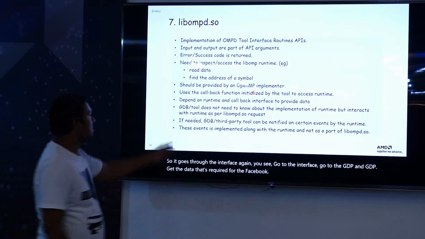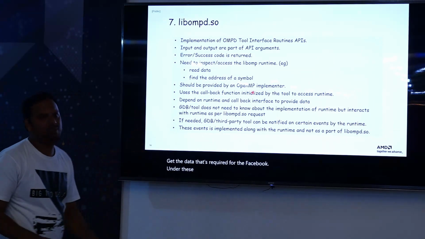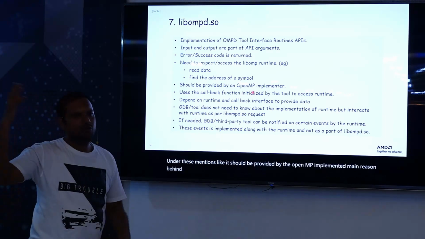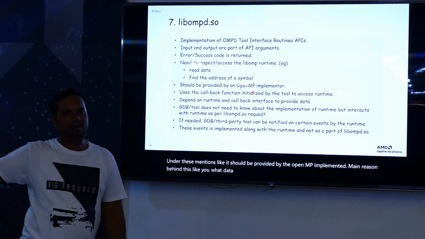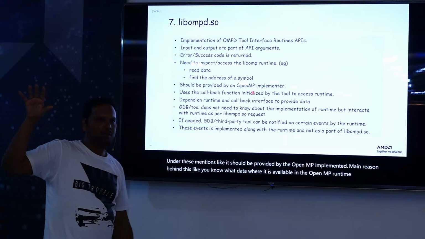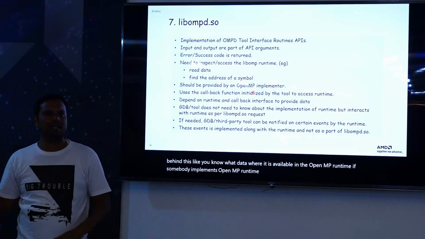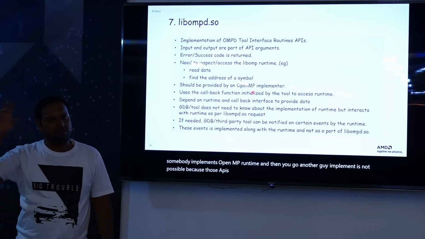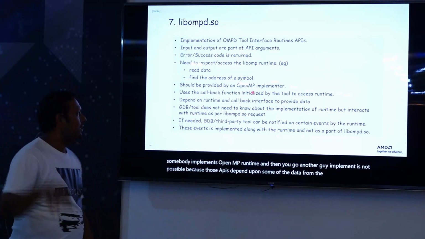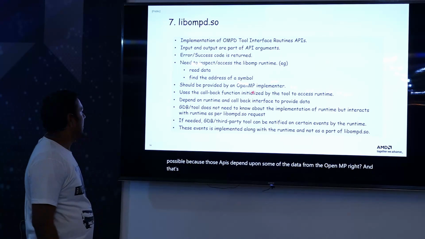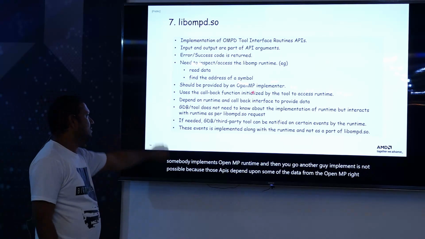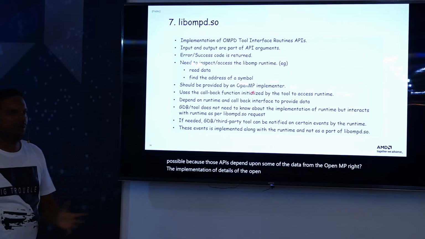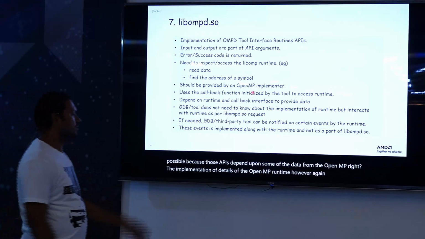And it mentions that it should be provided by the OpenMP implementer. The main reason is what data is available in the OpenMP runtime. If somebody implements an OpenMP runtime and another person implemented libOMPD, it is not possible, because those APIs depend upon some of the data from libOpenMP, right? And as you said, about the decoupling, GDB does not need to understand the implementation details of the OpenMP runtime. However, again, the same goes for libOMPD also.